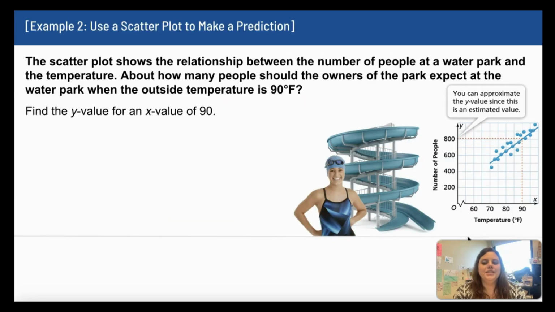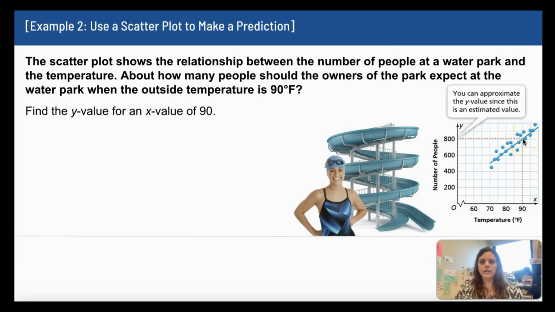In example 2, we are going to use the scatter plot itself to make a prediction. The scatter plot shows the relationship between the number of people at a water park and the temperature. About how many people should the owners of the park expect when the outside temperature is 90 degrees? We can see here on the graph that we're looking at 90 degrees, and we see this red line going up to the trend line to give us an idea of how many people we should expect.